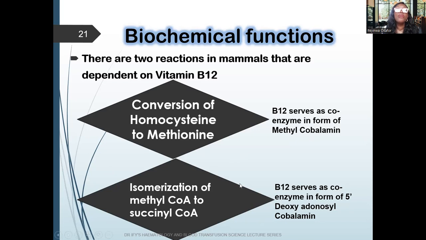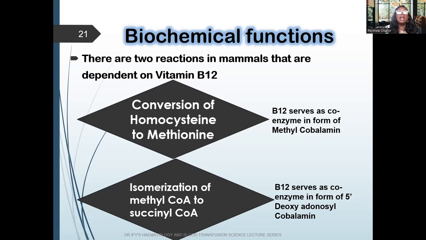One is the conversion of homocysteine to methionine. In this particular reaction, B12 serves as a coenzyme in the form of methylcobalamin. The second reaction is the isomerization of methylmalonyl-CoA to succinyl-CoA. In this particular reaction, B12 serves as a coenzyme in the form of 5'-deoxyadenosylcobalamin. So there are two main reactions in which B12 serves as a coenzyme.